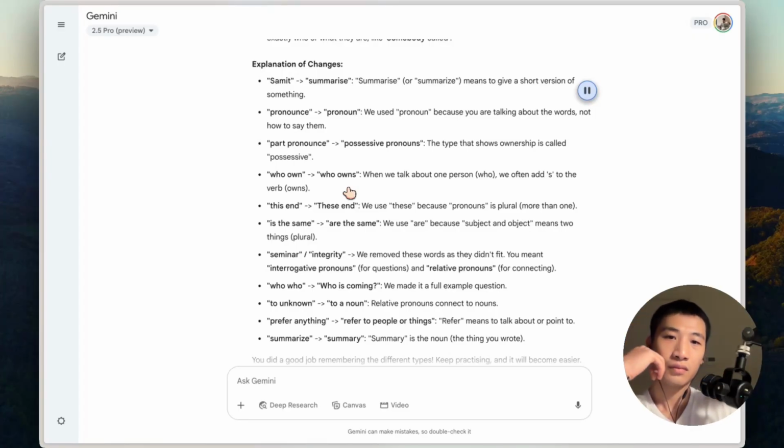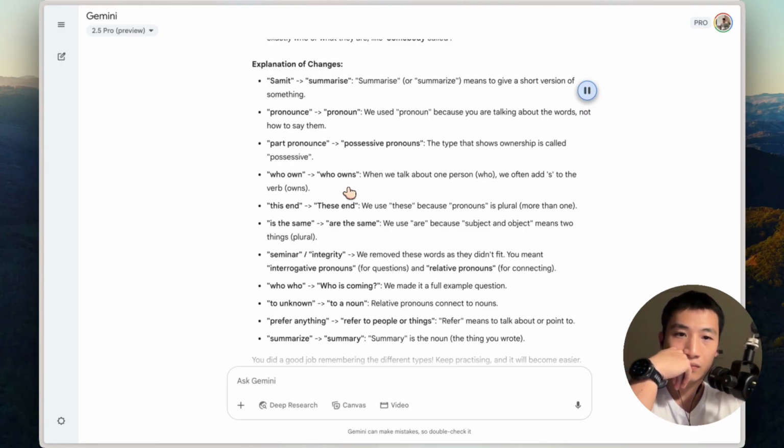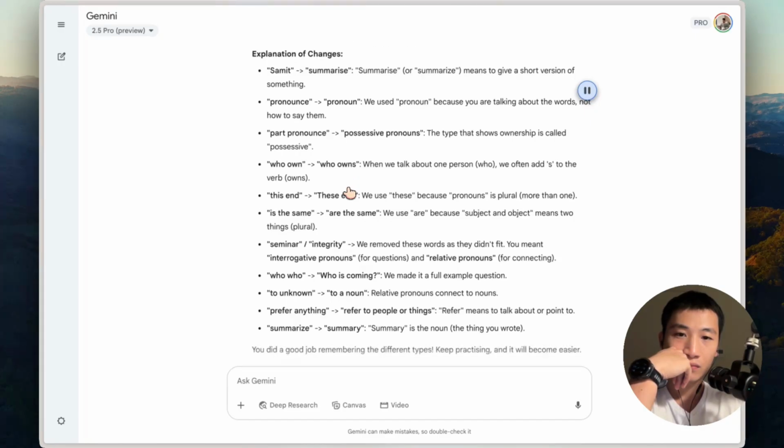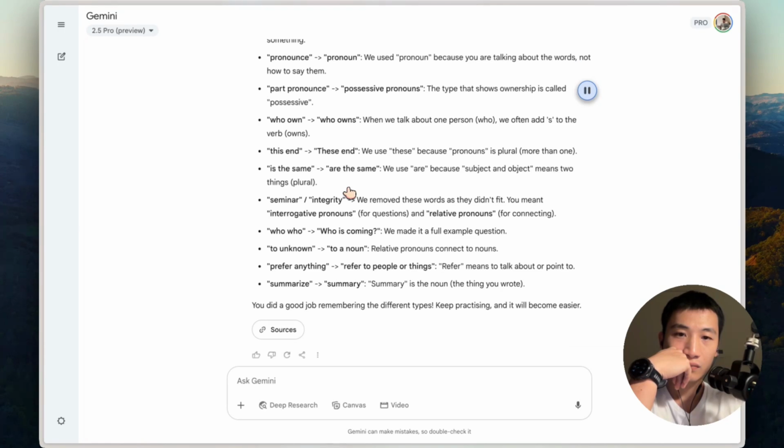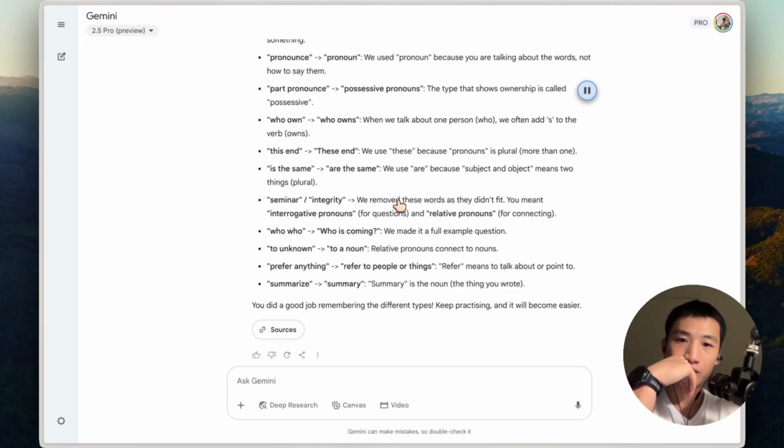We removed these words as they didn't fit. You meant interrogative pronouns for questions and relative pronouns for connecting. Who to who is coming: we made it a full example question. To a noun: relative pronouns connect to nouns. Refer to people or things: refer means to talk about or point to.